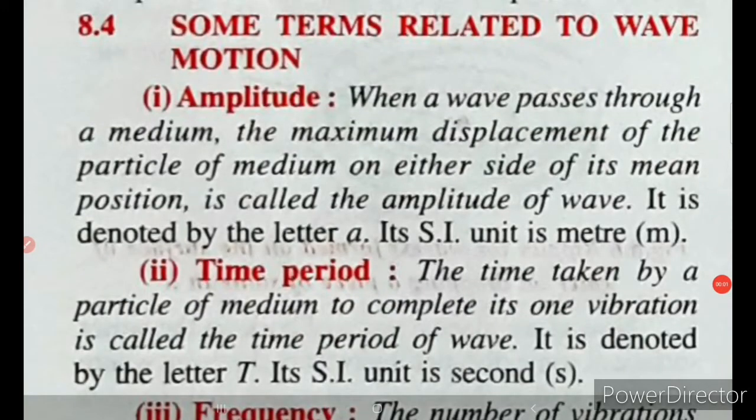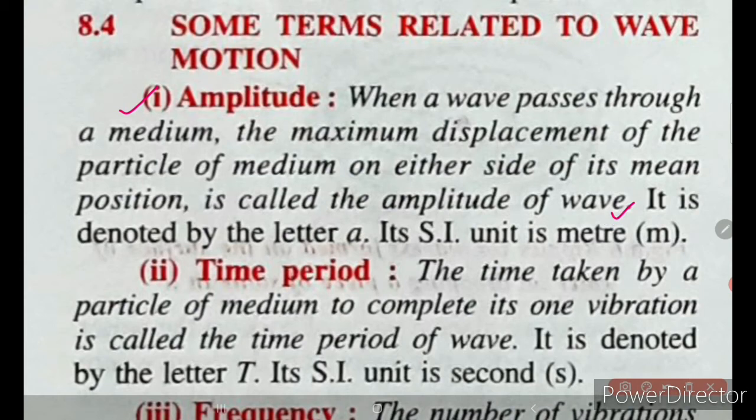This video is for class 9 physics, and today we are doing some terms related to wave motion. The first one is amplitude. When a wave passes through a medium, the maximum displacement of the particle of the medium on either side of its mean position is called the amplitude of the wave.